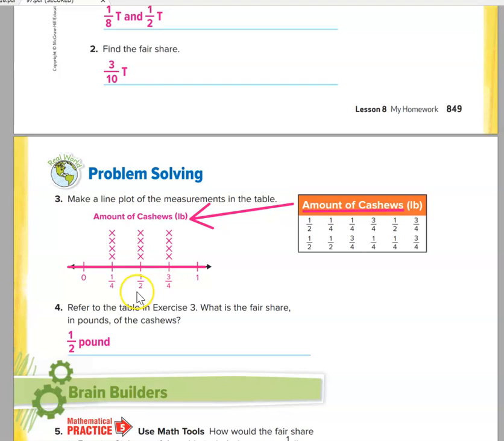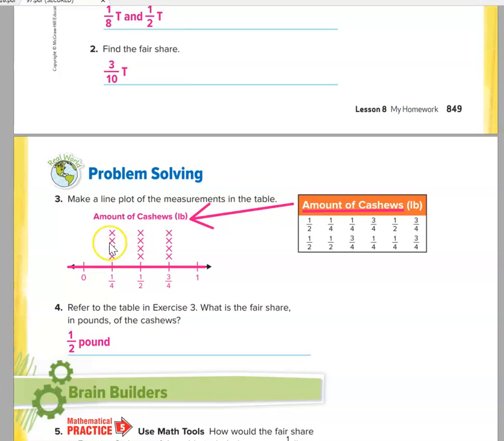You should have 1/4, 1/2, and 3/4 for each of the fractions that are listed on the table right here. And then you should have 1, 2, 3, 4 x's for the 4 that are 1/4 right here. Then you should have 1, 2, 3, 4 for all the 1/2. And you should have 1, 2, 3, 4 for the 4 that are 3/4. And that's pretty much what your line plot chart should look like. Really make sure that your x's are neatly stacked up.